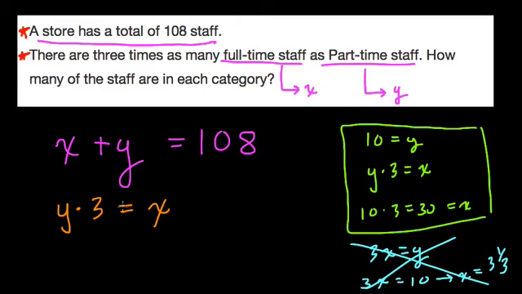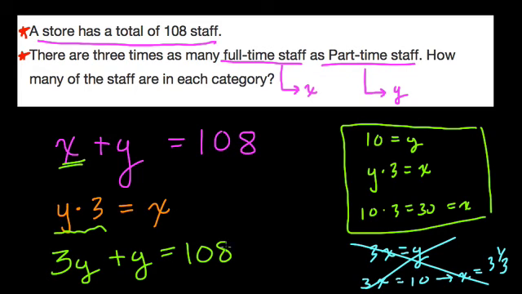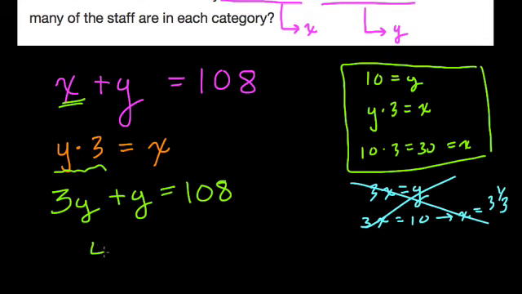But now that we have this system, my strategy would be, okay, if 3y equals x, that means instead of x here, right, these are referring to the same x's and y's, I'm going to plug in 3 times y. So instead of x, we have y times 3. I'm going to write 3y plus y equals 108. This is referred to as substitution. And here now, we add 3y and y to get 4y, and that equals 108.